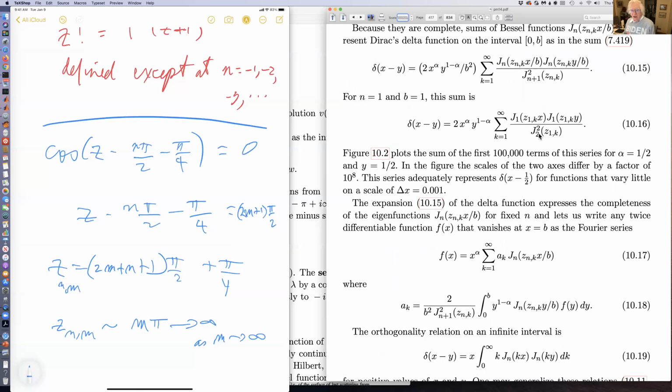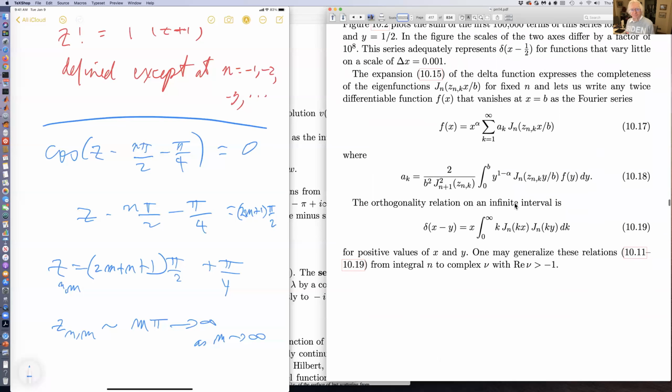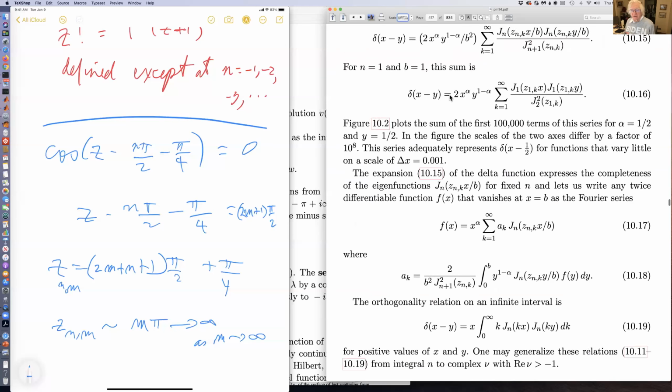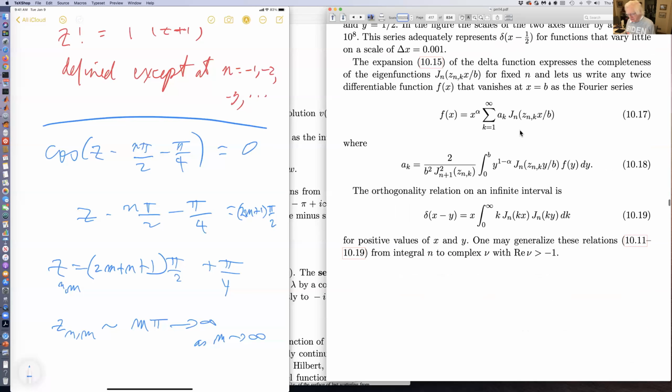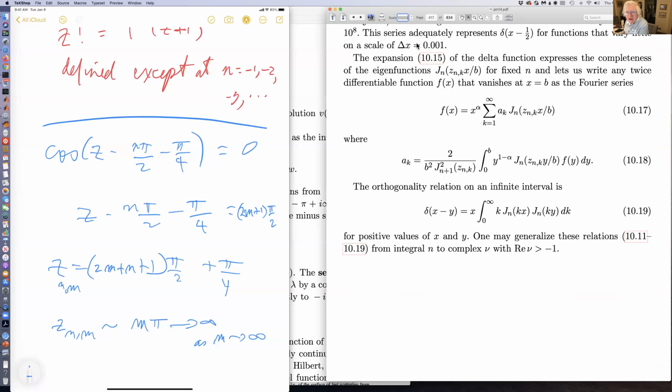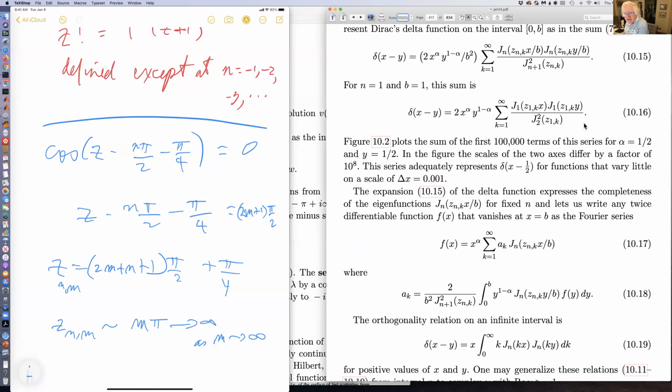And what I did here was choose y equal to a half. I just love these MATLAB expressions for the sum of the delta function sums. Anyway, the expansion of the delta function expresses the completeness of the eigenfunctions. And because we have a delta function like this, then we can write any function f of x like this.